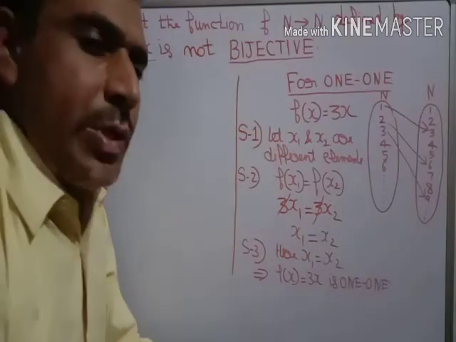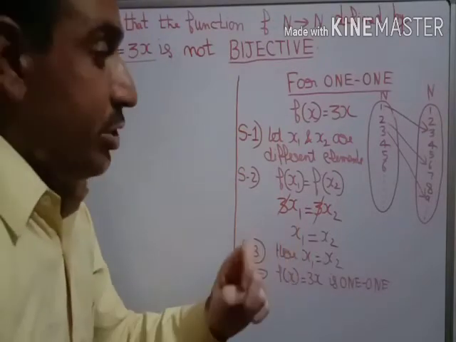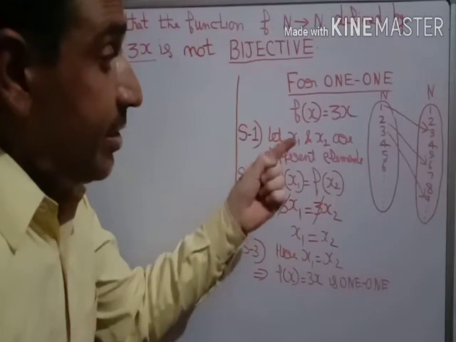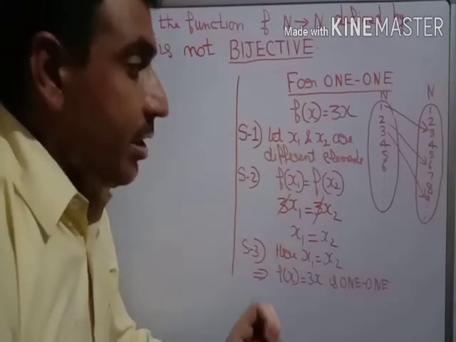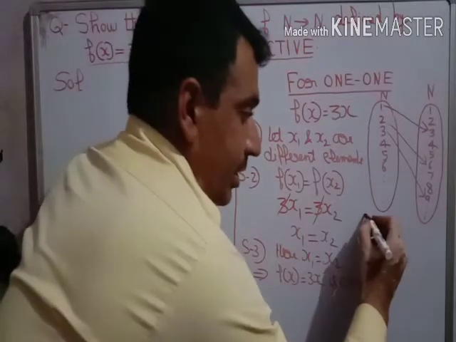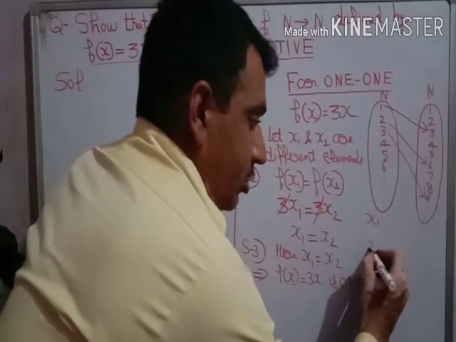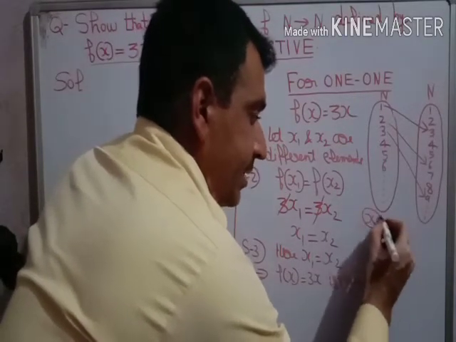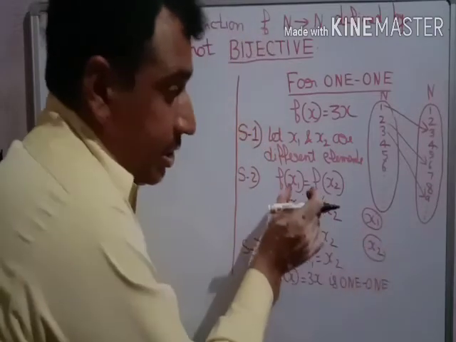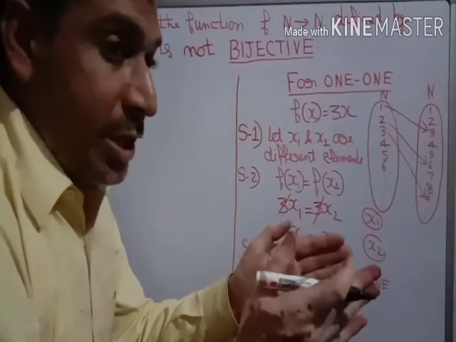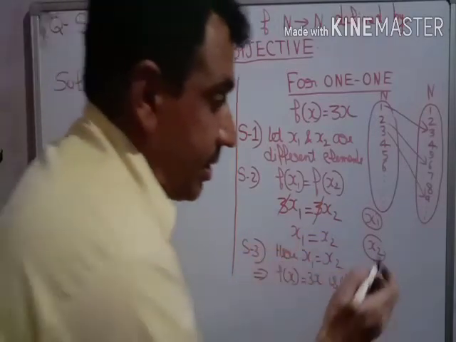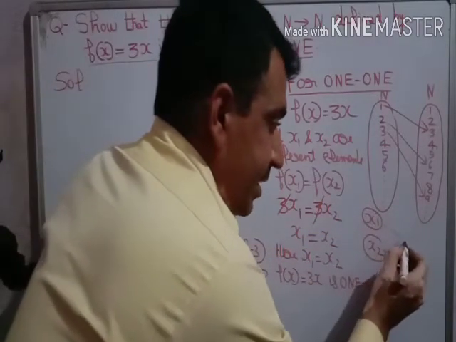And now we'll discuss the reason behind this algorithm. Very first, we have taken x1 and x2 as two different elements. It means we have assumed here x1 and x2 are two different elements, and f of x1 equals f of x2. It means both are having the same image.